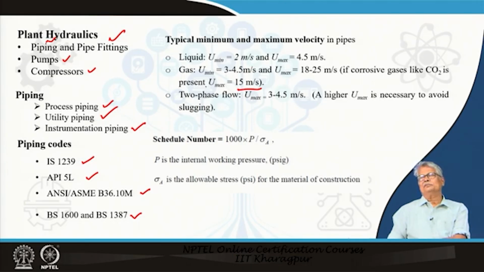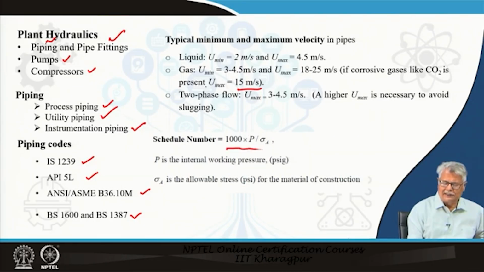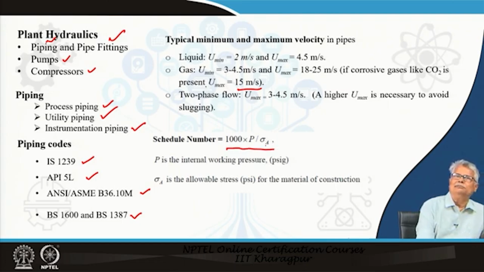Next comes the strength of the piping. The strength of the piping naturally will depend on the diameter and the corresponding thickness of the pipe. It is in most of the cases specified in terms of a schedule number, which has an expression 1000 multiplied by P divided by sigma allowable. Sigma allowable is the allowable stress for the material of construction of the pipe in PSI, note this, and P is the working pressure in PSI gauge, remember it is gauge.